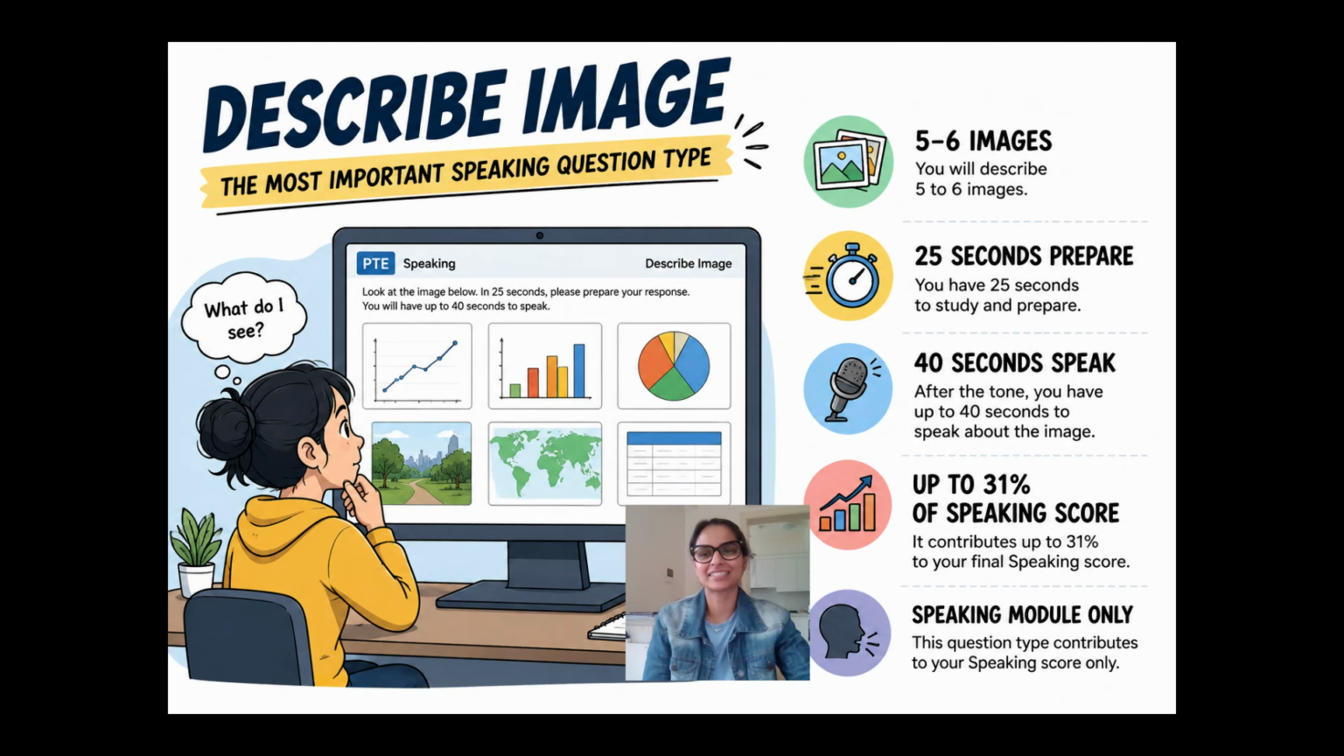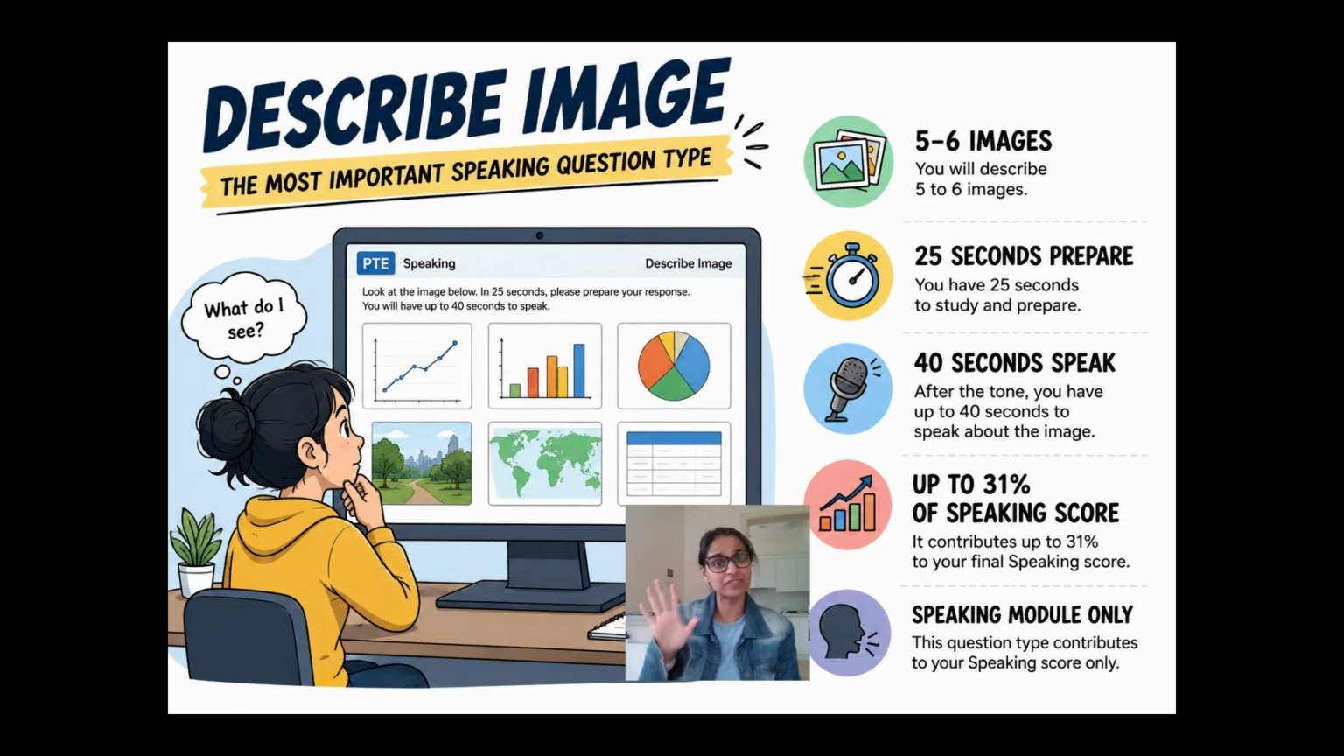Okay, so describe image. Without a doubt, the most important question type in the whole test. That is my very, very personal view. It is the single most important question in the speaking part of the test as well, right? It contributes up to 31% of your final speaking score. It is really, really important for you to know that.